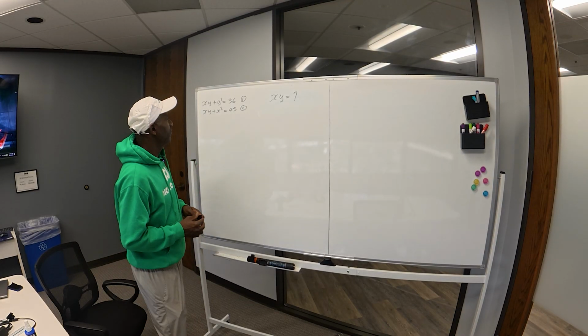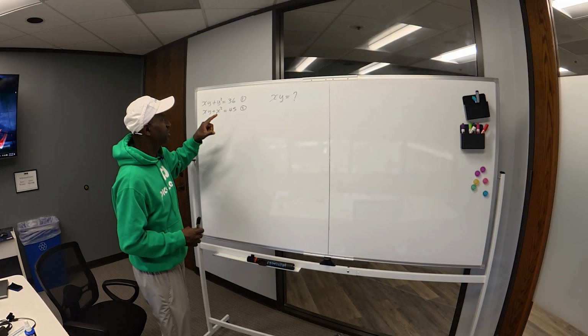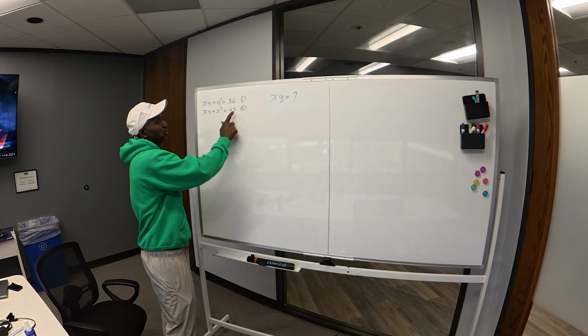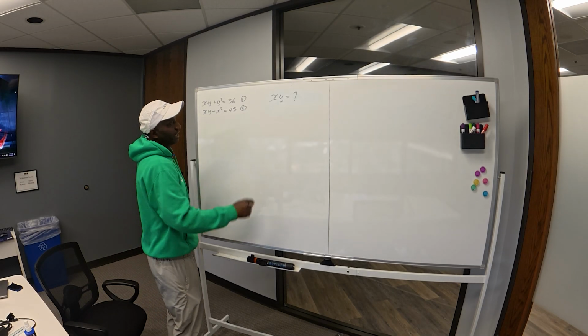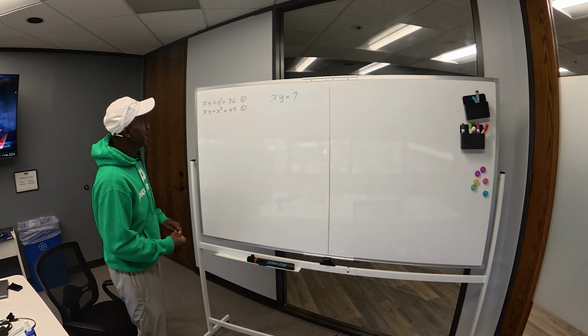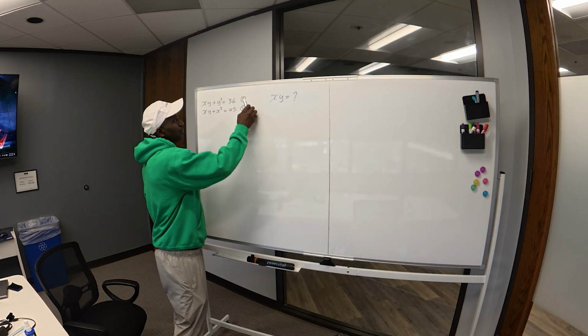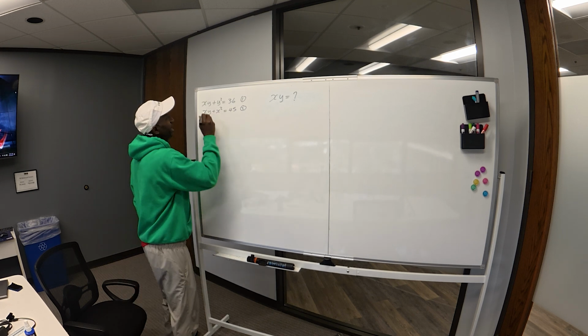Here we are given two equations, xy plus y squared is equal to 36 and xy plus x squared is equal to 45, and we are asked to solve for xy. Let's get started. I label these equations 1 and 2, and let's simplify this.